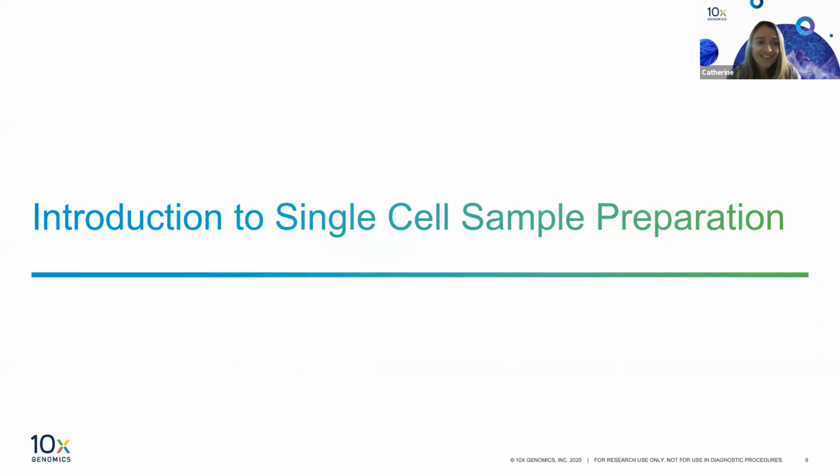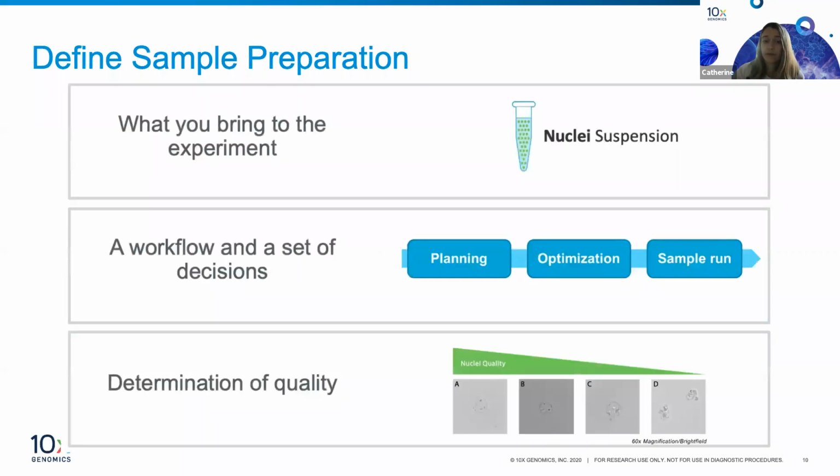With that very brief introduction, I'm now going to take a deep dive into single cell sample preparation. At 10x Genomics, we define sample preparation in three ways. It is what you bring to the experiment. It's a workflow and a set of decisions. And it's an understanding that determination of quality is absolutely critical. We need a really high quality sample, and we need to have a way of determining that.